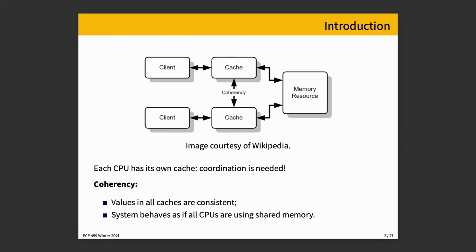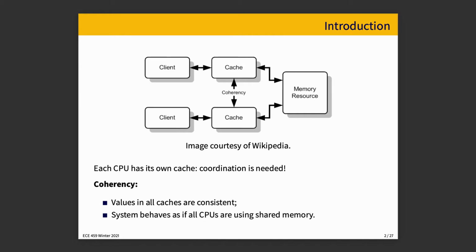And coherency means that the values in all caches are consistent. That is, nobody has some out-of-date value. That is, nobody is unaware of what the correct value is and ends up with somehow the wrong answer. And also that it's a system in which all CPUs have this shared memory illusion maintained. The system behaves as if all CPUs are sharing all of memory. Obviously, that's not true because different CPUs have their own cache, but the perspective of the CPU is that, yep, everybody is sharing it.